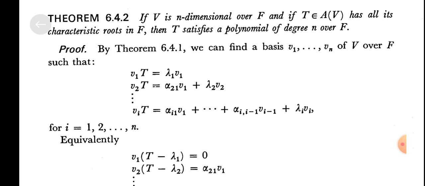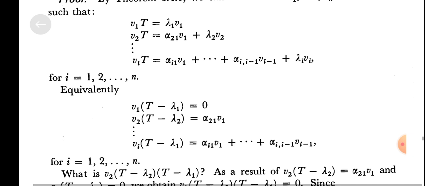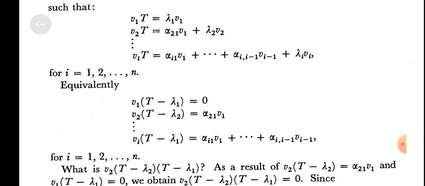From the above equations, taking the first equation and bringing lambda 1 v1 to the left hand side, we get v1(T minus lambda 1) equal to 0. From the second equation, v2(T minus lambda 2) equal to alpha 21 v1. Proceeding like this, vi(T minus lambda i) equal to alpha i1 v1 plus and so on, alpha i,i-1 v(i-1), for i equal to 1 to n.